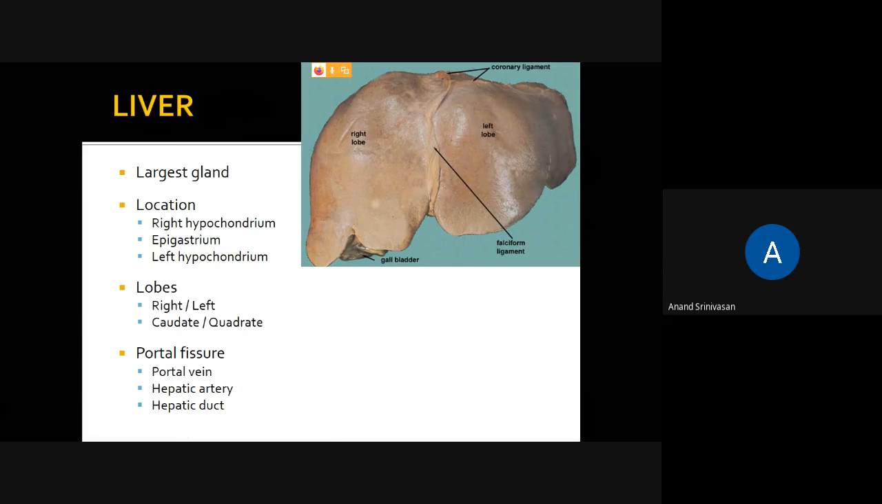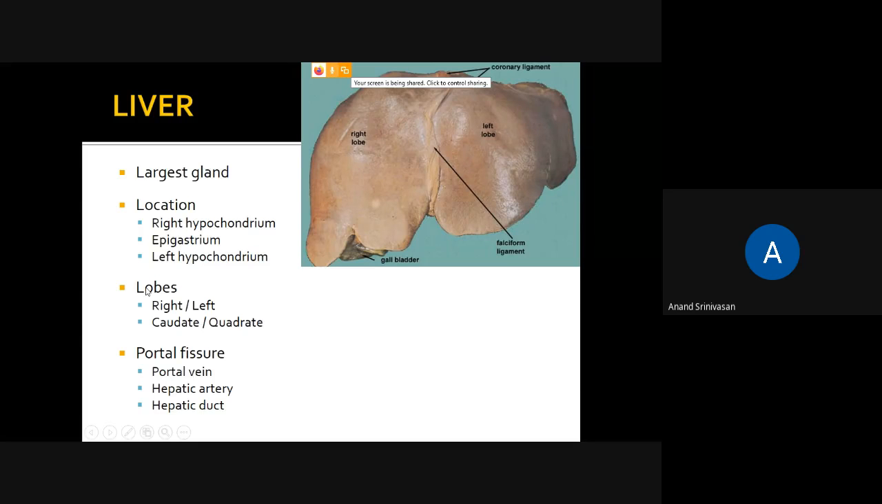The next organ is the liver. The liver is the largest gland, and it mainly occupies the right hypochondrium, the epigastrium, and a small portion of the left hypochondrium as well.